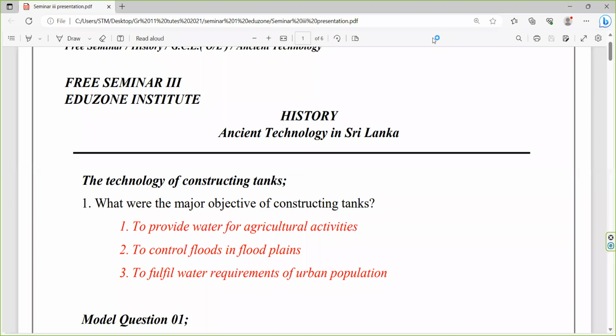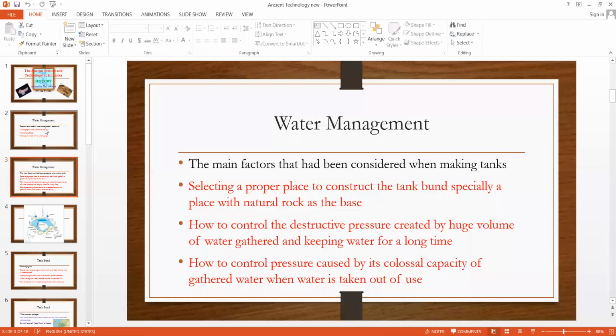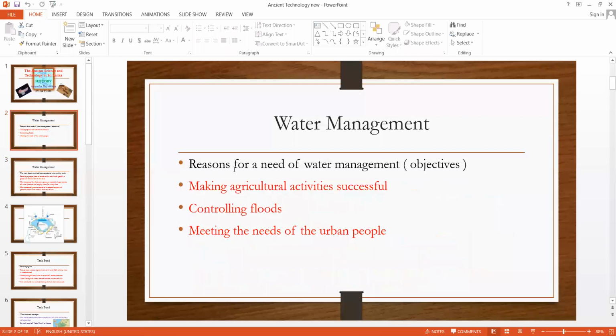Right. Now I'm going to show you some of the things about these tanks. Now see here in my presentation. I think you wrote that one earlier. See the first one here: water management, reasons for the need of water management. Objectives: making agricultural activities successful. So why did we have to manage water? For making agricultural activities successful, even to control floods and to meet the needs of the urban people.